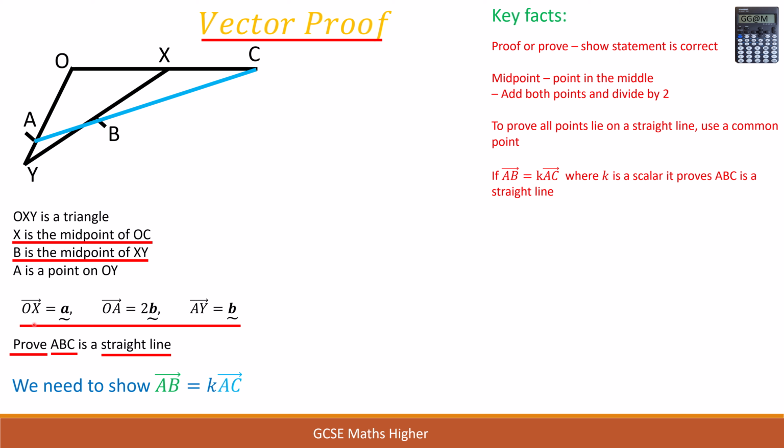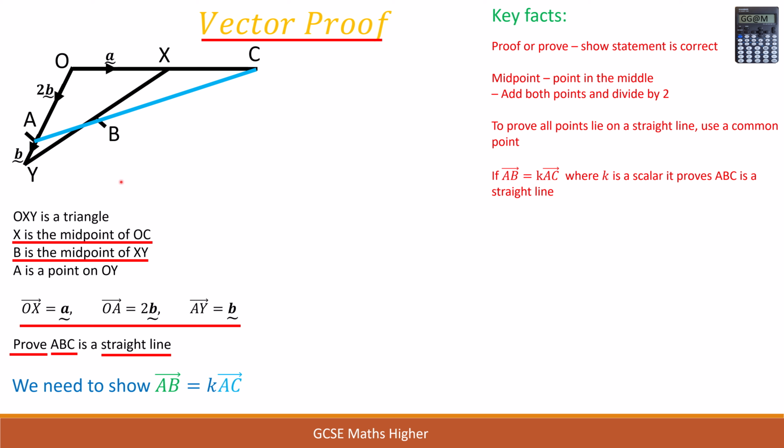So to start with, we're going to write down the bits of information from the question. You're told OX is equal to a. So we just put an arrow on here showing we're going from O to X. This direction is equivalent to a. And OA is 2b, so starting at O going to A is 2b, so we need the arrow going this direction. And going from A to Y is equal to b, so moving from A to Y, we've got a distance of b here. So this is what you're told in the question.